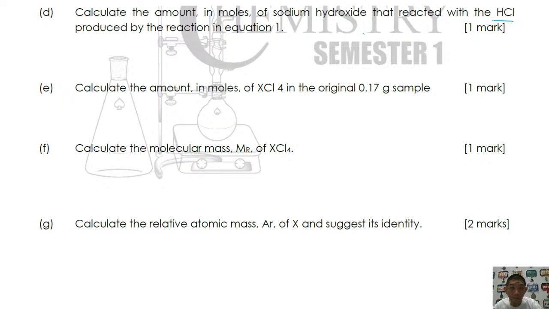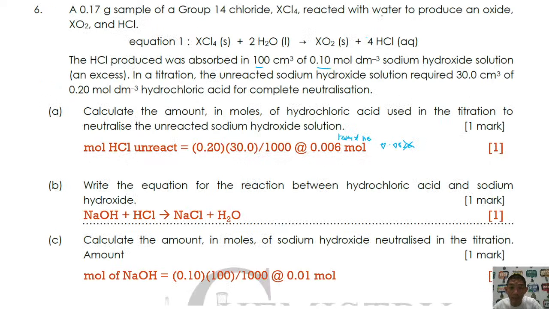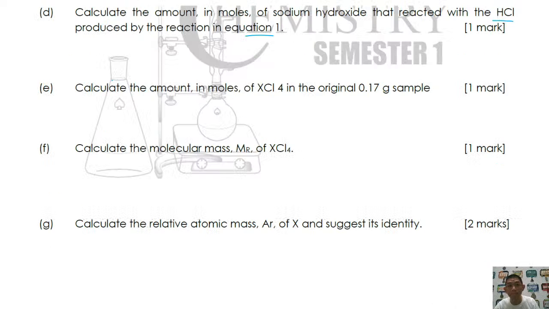Okay. So if you understand the whole question carefully, the HCl that you answer in D is different from the HCl that you answer in A. Because HCl in D is based on the equation that is given to you, that is produced in here. Whereas the answer in A is the unreacted sodium hydroxide, because the question already says that sodium hydroxide used is in excess. So the one that is in excess reacts with the remaining hydrochloric acid, but this hydrochloric acid is the one that is produced from equation 1.